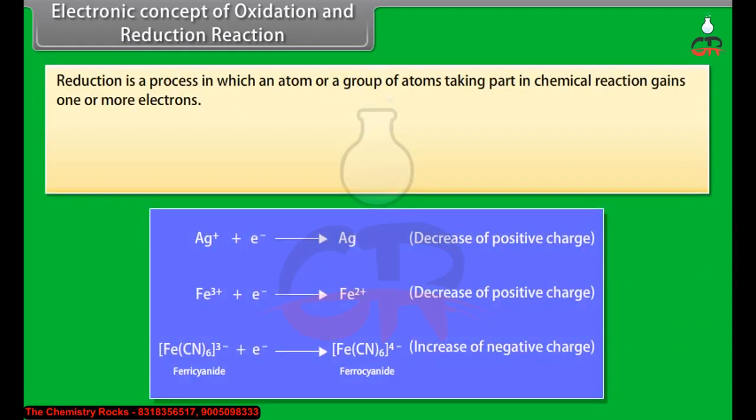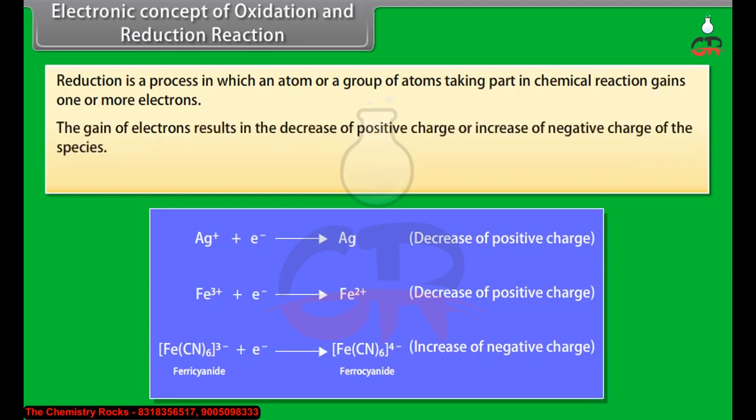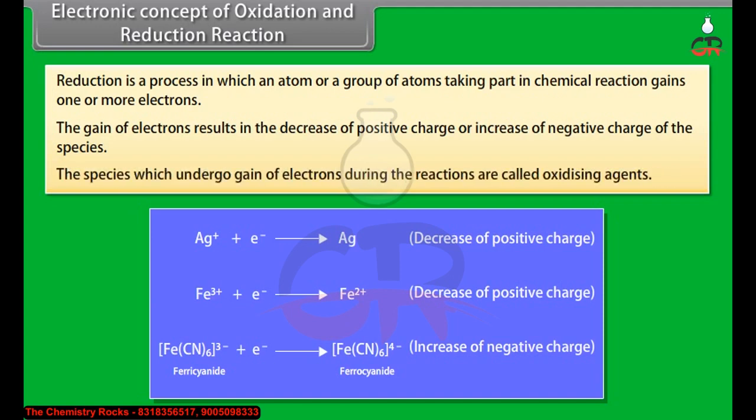Reduction is a process in which an atom or a group of atoms taking part in a chemical reaction gains one or more electrons. The gain of electrons results in the decrease of positive charge or increase of negative charge of the species. The species which undergo gain of electrons during the reactions are called oxidizing agents. Ag+, Fe3+, Fe(CN)6 3- are oxidizing agents in these examples.